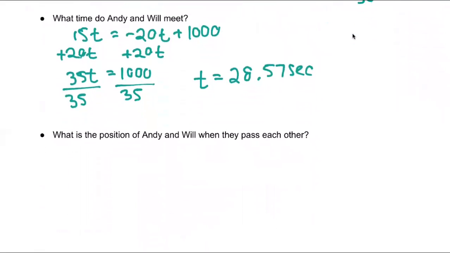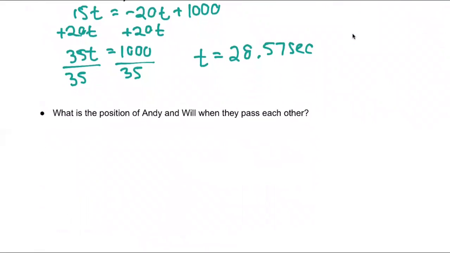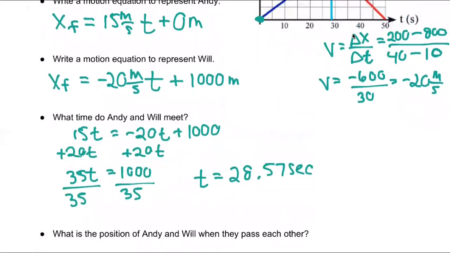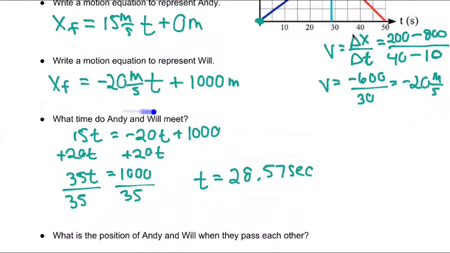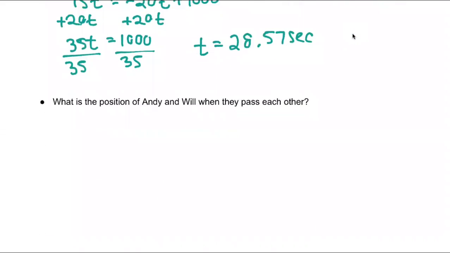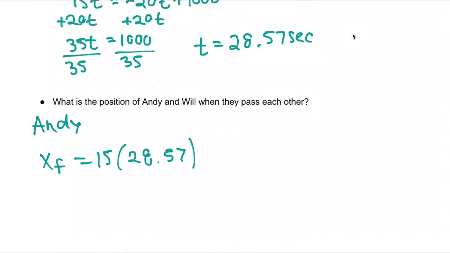And then finally, if we want to figure out the position they pass each other, all we have to do is take this time and plug it back into either one of our equations up here. I'm going to plug it into both just to show you that we get the same answer. So for Andy, his equation was xf equals 15 times our time, 28.57. And that gives me a position of 428.57 meters. If I plug this number in for Will, do you think I will get the same or different answer?